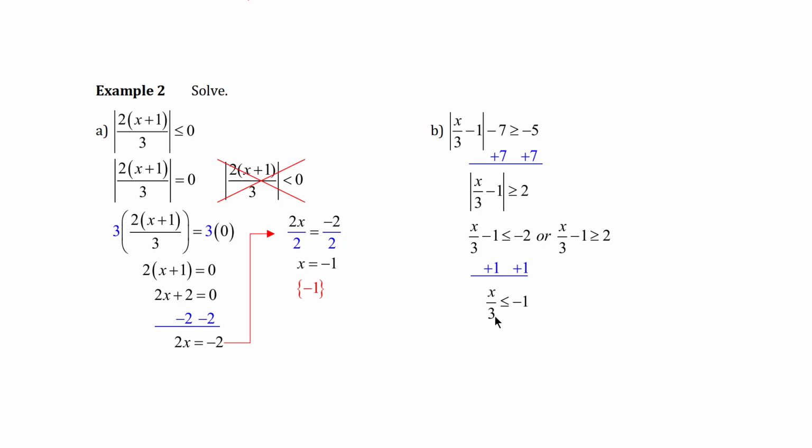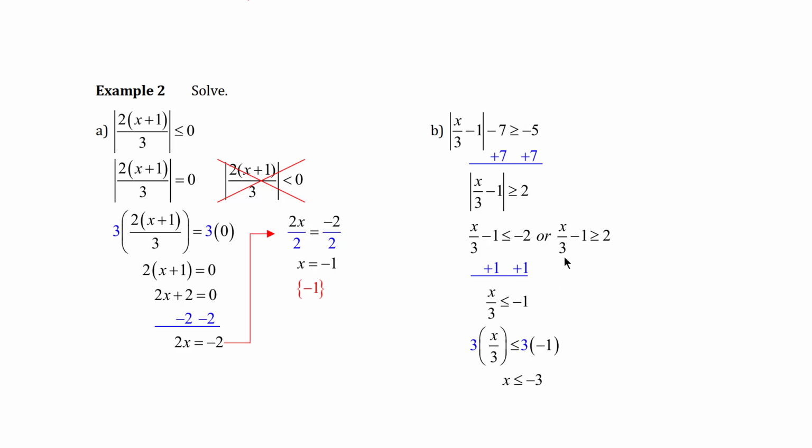Next, we get rid of the 3 in the denominator by multiplying both sides of the inequality by 3. We get 3 times x over 3 less than or equal to 3 times negative 1. Simplifying the left-hand side, 3 times x over 3 simplifies to just x, and on the right-hand side, 3 times negative 1 is negative 3. The result is x less than or equal to negative 3.